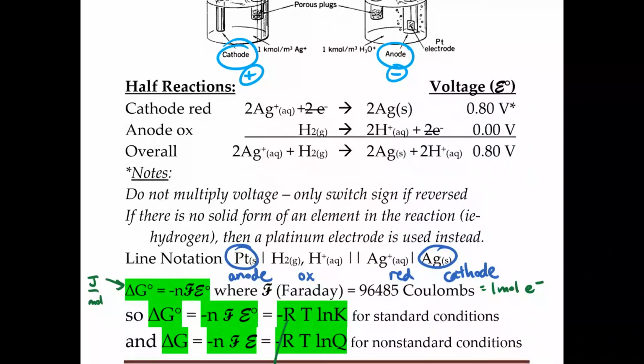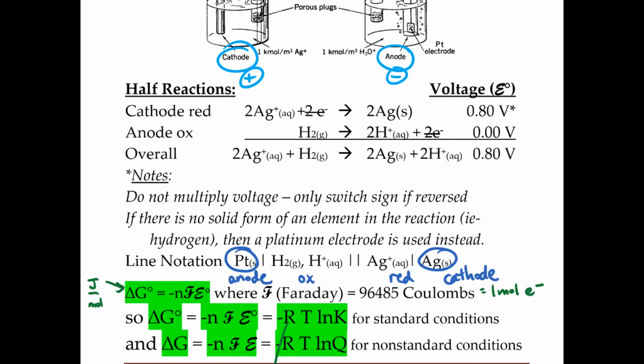Remember what I told you before, do not multiply voltage, only switch the sign if you reverse it. And here's what I just said, if there's no solid form of an element in the reaction, for instance hydrogen, then a platinum electrode is used instead. Now the line notation, remember the anode has to be the first thing, the metal itself, so there is the anode, there is the cathode. Then you have to put both of these because hydrogen changes into H+, and then here you put the Ag+, again this is the salt bridge.